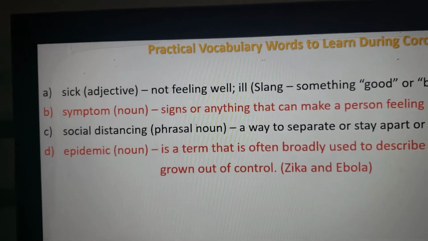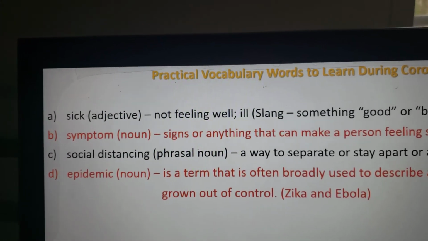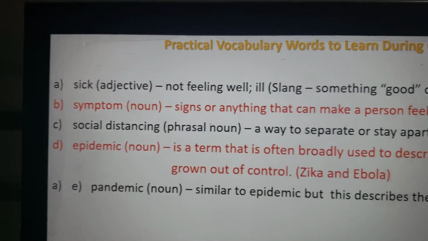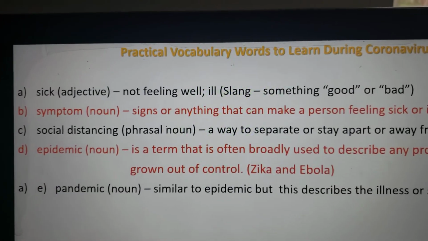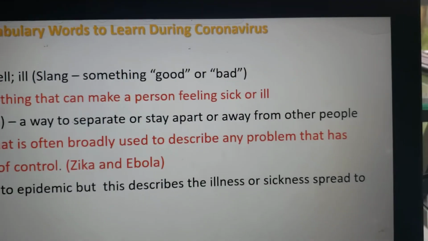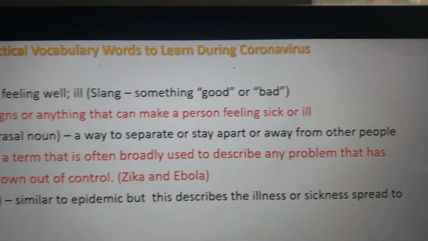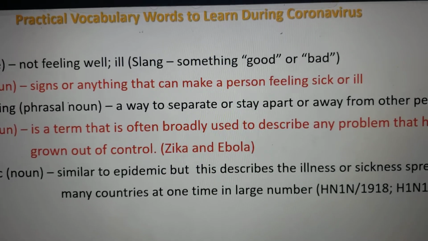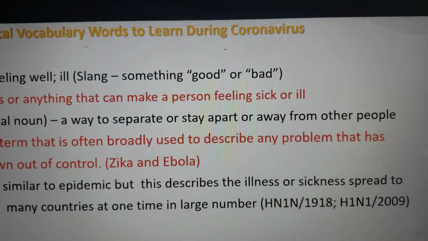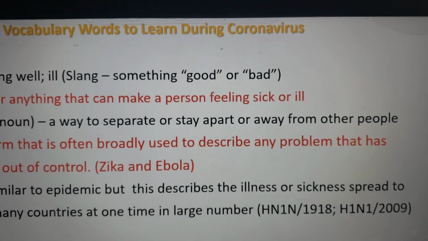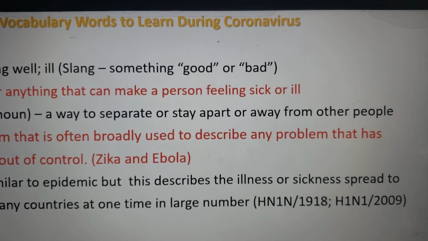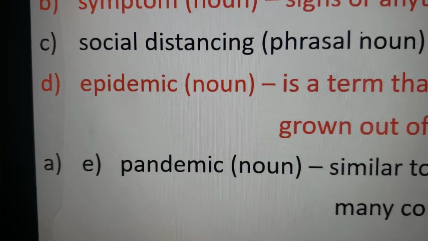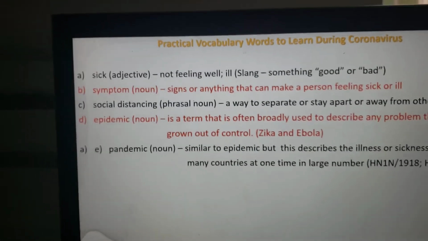But when something is growing out of control to many countries at one time, it becomes a pandemic. Pandemic is similar to epidemic, but pandemic describes an illness or sickness that happens to many people or countries at one time, like the H1N1 in 2009. So think about epidemic and pandemic. Pandemic is a bigger problem.